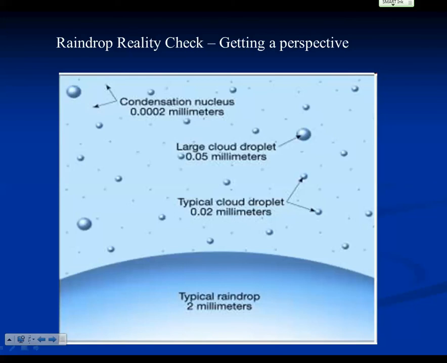Raindrop reality check, getting your perspective here. You can see the typical raindrop, about 2 millimeters in diameter, and how massive it is compared to everything else. And check out these typical cloud droplets, a large cloud droplet, normal cloud droplets. And then the microscopic condensation nuclei, those pieces of dust, dirt, pollen, sea spray, that those droplets form onto as little seeds. So raindrops are much larger, and that's why they fall, because they're heavy.